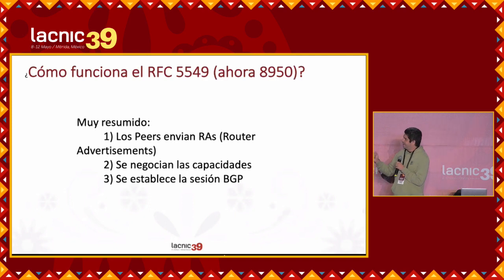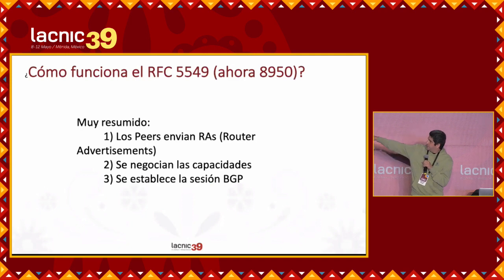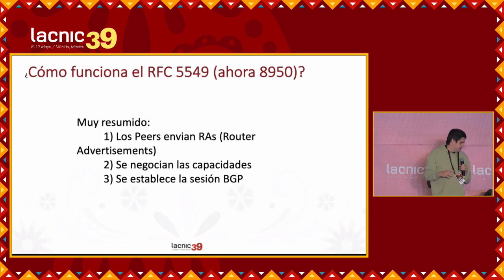So how does this work? Routing of IPv4 traffic in IPv6 only networks, in a nutshell. Everything is defined in the RFCs. You can read this, 5549, but I'd like to summarize it in three steps. The first thing, the peers send router advertisements. Remember that the RAs are packets that routers send frequently. The second, you negotiate capabilities. And in the third, at the end, you establish the BGP session.